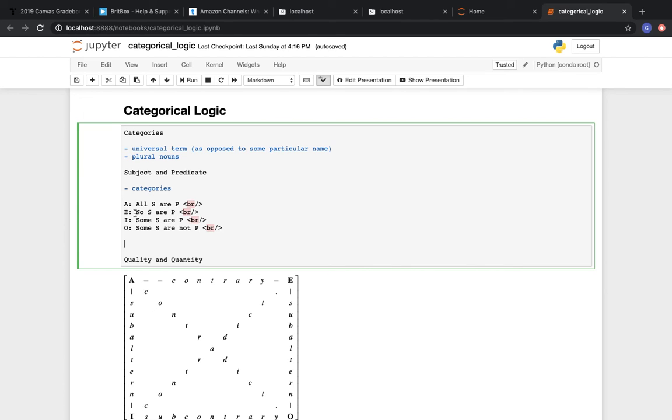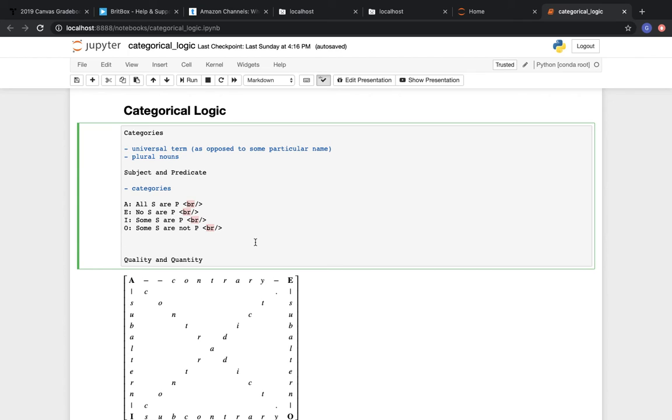Other claims will look like this: no S are P. No dogs are cats. No people are students. And those claims we'll be calling E claims. Third, we will have I claims, and I claims have this form, some S are P. And finally, there are O claims, and those have this form, some S are not P.